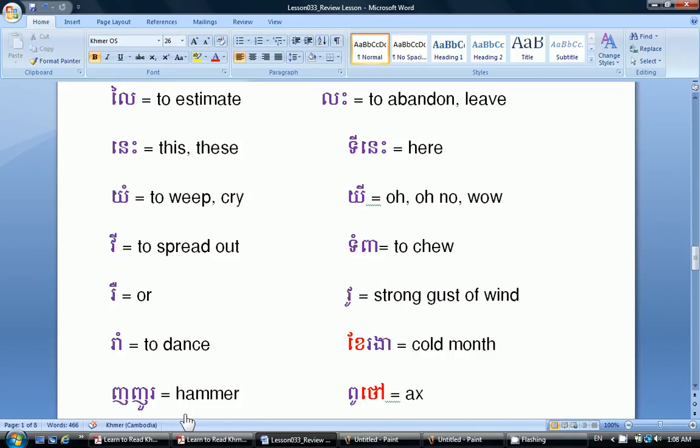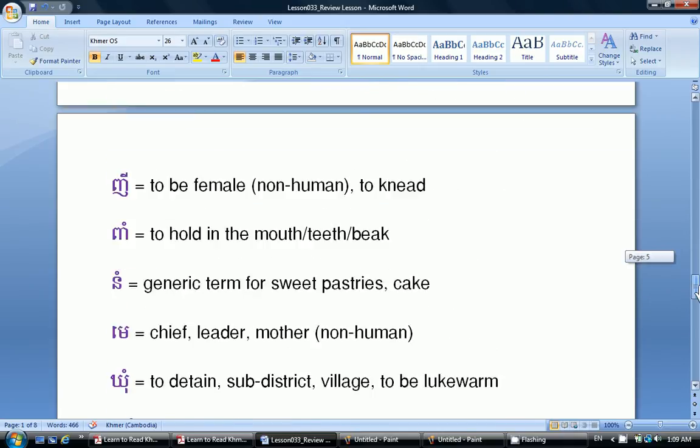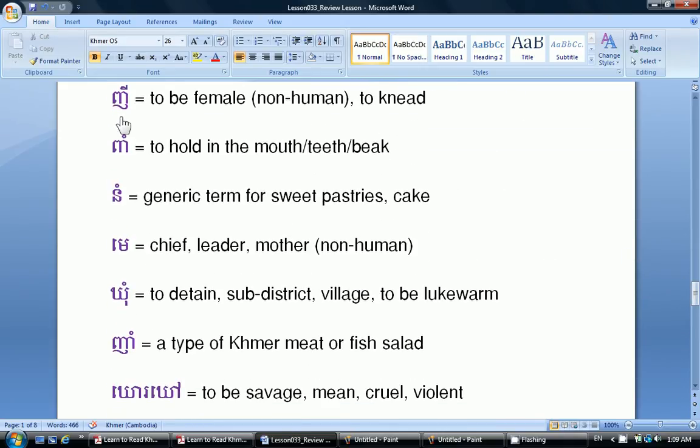Nyo nyua means hammer. Le means to abandon or leave. Di ni means here. Yi means oh, oh no, bow. Dumpia means to chew. Vu means strong gust of wind. Kai rongia means cold month. Butau means axe. Yi means to be female for non-human or to need. Bom means to hold in the mouth, teeth, or beak.